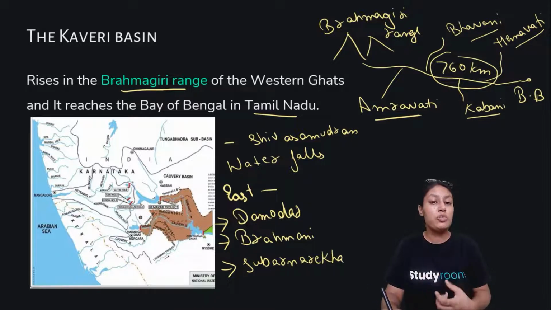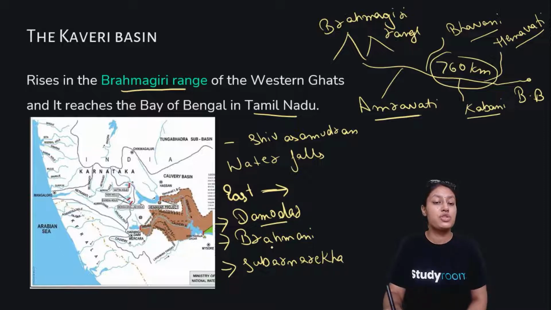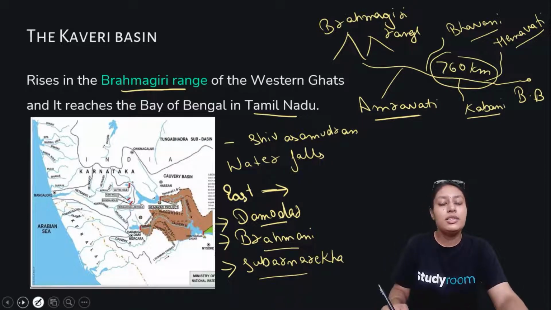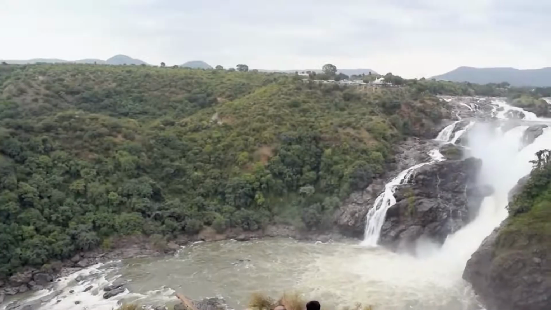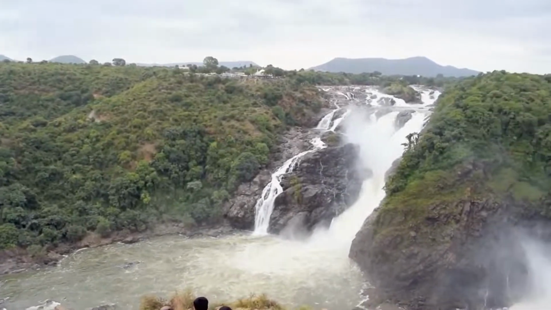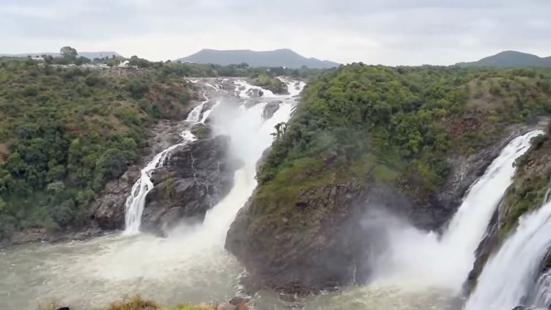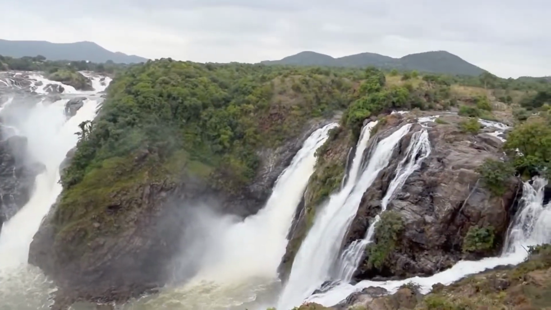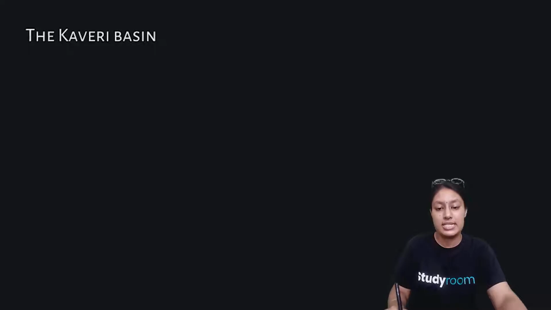It also makes visually attractive locations, one of them being Shivasundaram waterfall, which is a very famous waterfall formed by Kaveri River. Now, there are other rivers as well which flow towards the east, which are Damodar, Brahmani, and Subarnarekha. These are the rivers which also flow towards the east and merge in the Bay of Bengal.